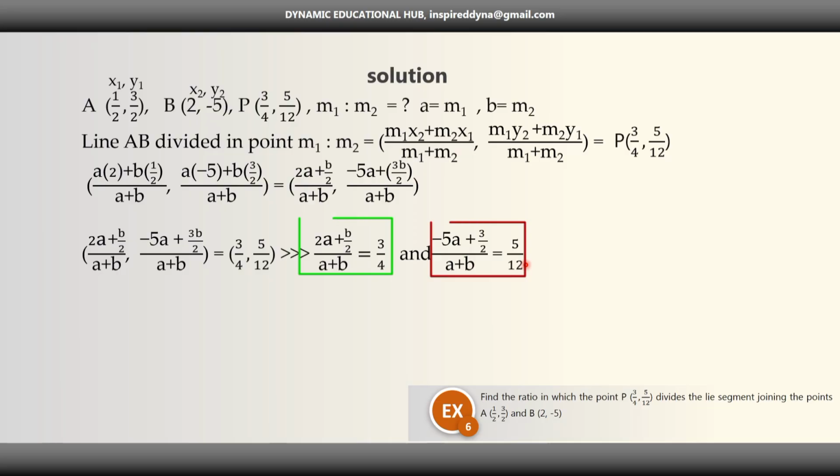So we have two expressions to solve. So maybe we are going to get simultaneous equations. We don't know. Now let's see how to solve this. Pick the first one. Just cross multiply. So you have 4 multiplied by the whole of this numerator is equals to 3 multiplied by A plus B, what you have here.